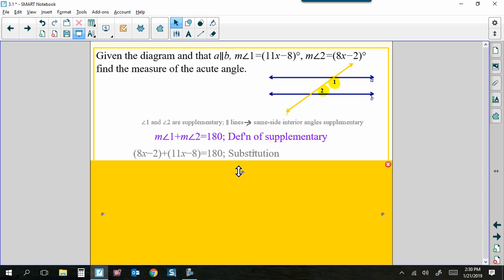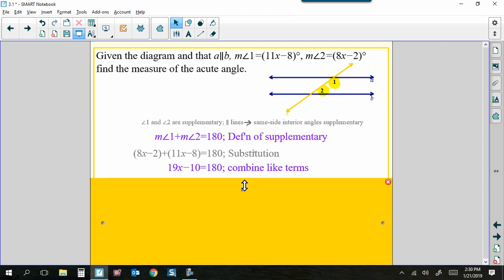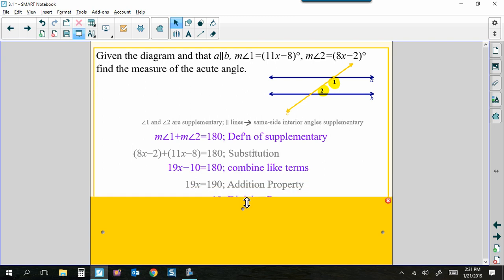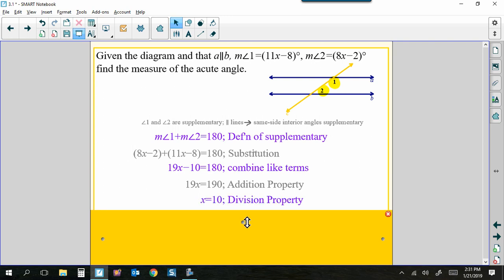You're going to work through problems logically. So in looking at our equation that we've created, what would be the next logical step? Combining like terms. So 8x plus 11x would be 19x, and then the negative 2 and negative 8 make negative 10. Your next logical step would be to add 10 to both sides. Let me guess, the addition property of equality? Correct. No way! Way. And then the last step to find x would be to use the division property by dividing 19 into 190. That gives me a value of 10 for x.